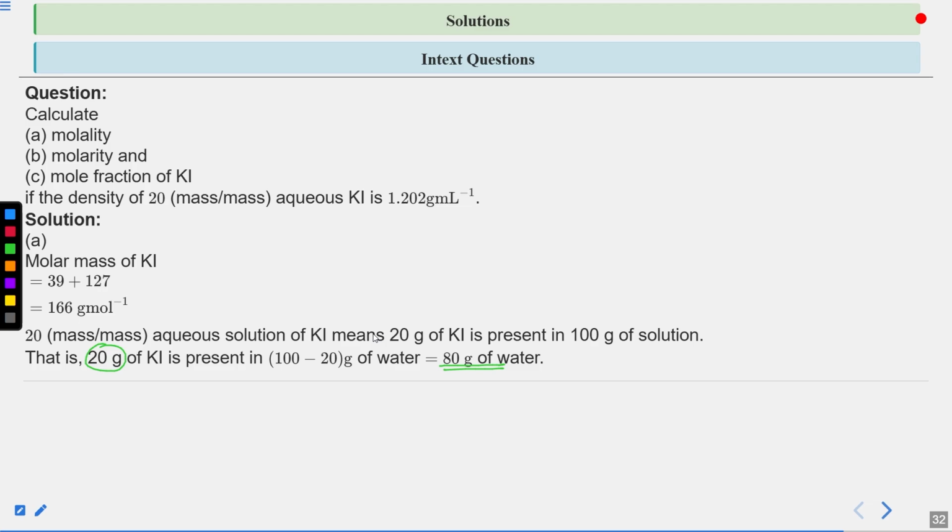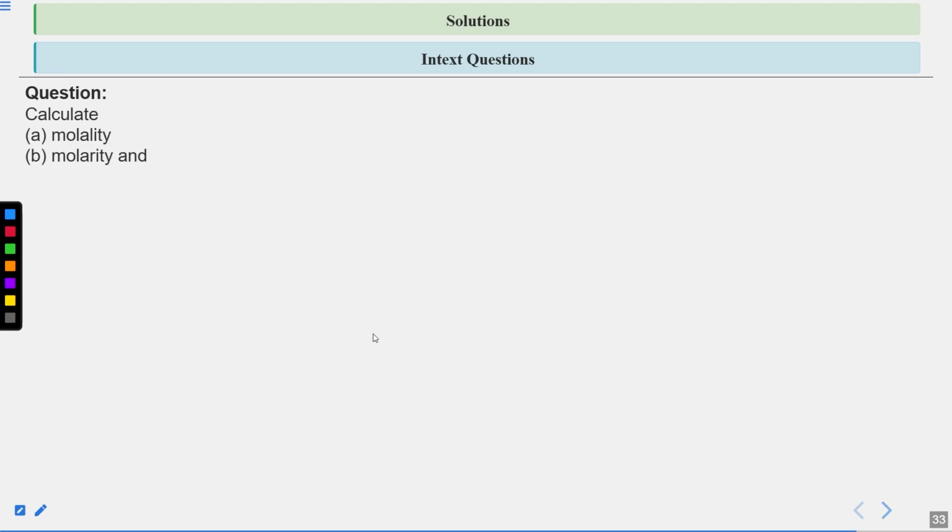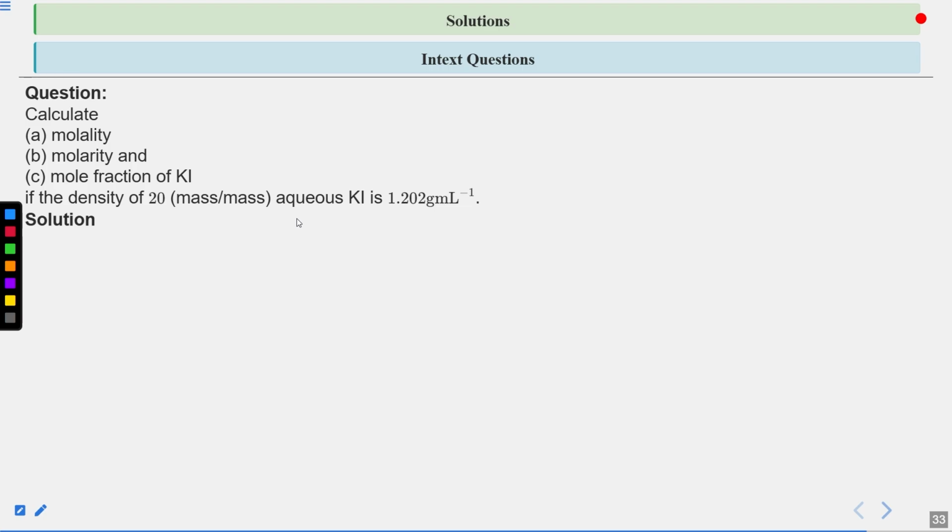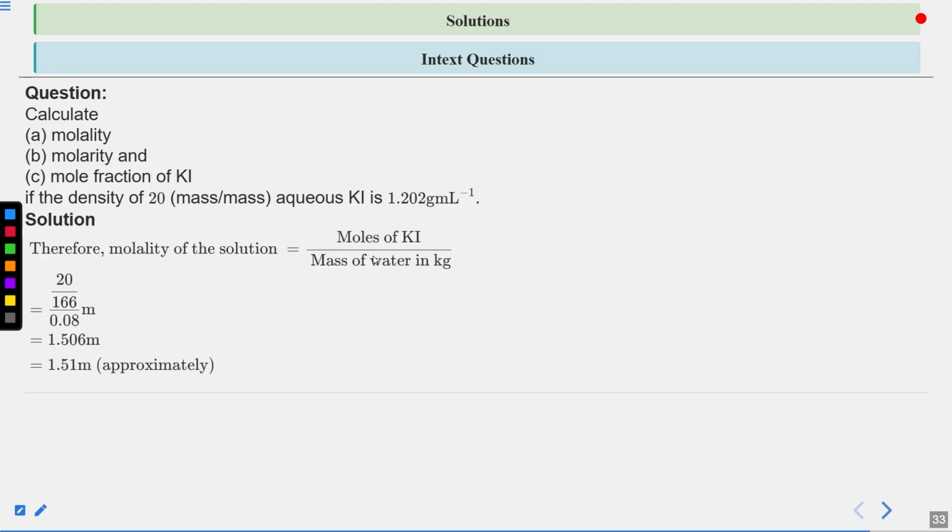We are interested in the molality. How will we do it? First, we'll calculate the number of moles of KI. For that, we must know the molar mass. So, moles of KI will be given mass 20 by molar mass 166, which we have calculated in the previous section. Then the mass of water is taken in kg. So, instead of writing 80, we have written it as 0.08 kg, because 80 was in terms of gram. If you do this whole calculation, you will get it approximately as 1.51 molal.